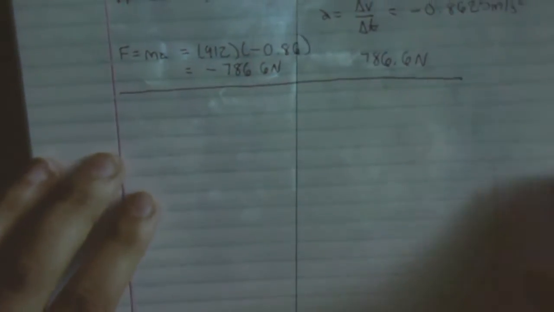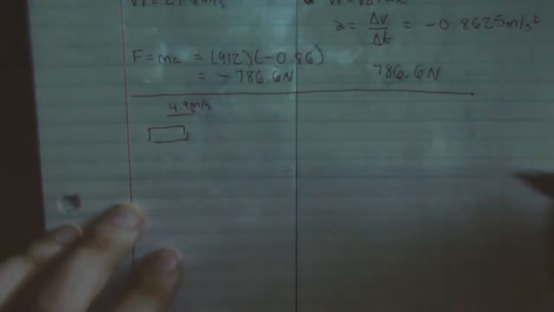All right. So we have a child sledding. This is our sled and our child. So we know initially he's going with 4.9 meters per second of velocity. But friction force brings him to a halt.